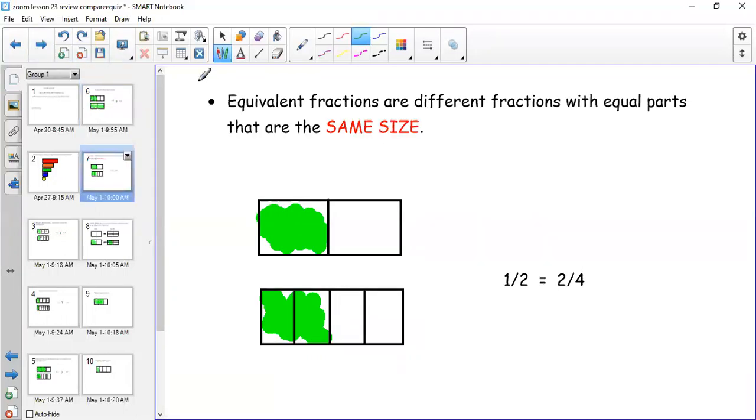We also learned this week about equivalent fractions, and we learned that equivalent fractions are different fractions with equal parts that are the same size. For example, let's look at the fractions 1/2 and 2/4. Both have different numerators and both have different denominators. But looking at the models to the left, we see that the one equal part named in 1/2 is actually the same size as the two equal parts named in 2/4.